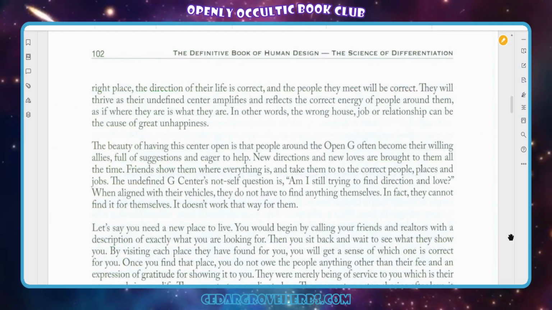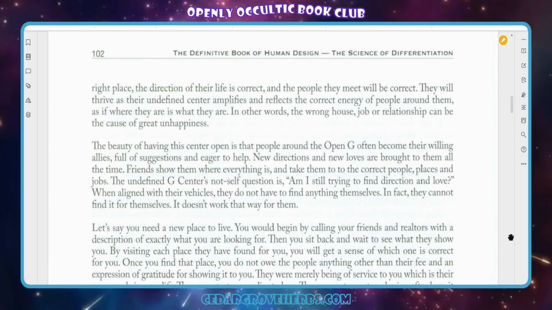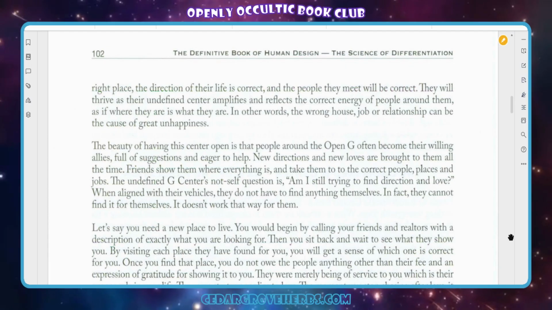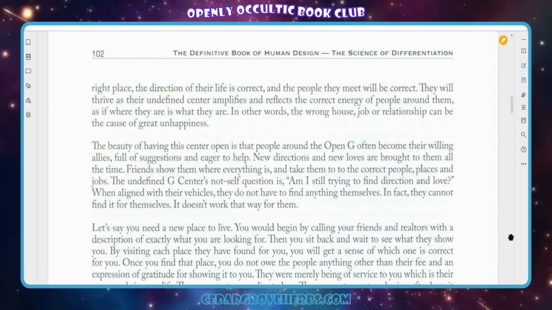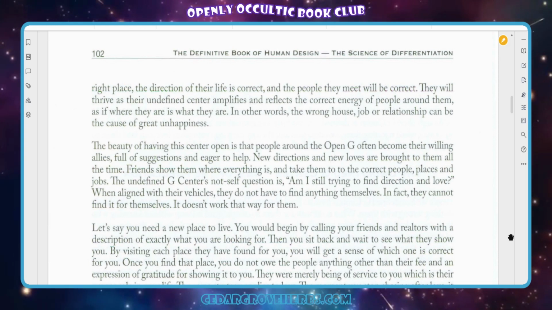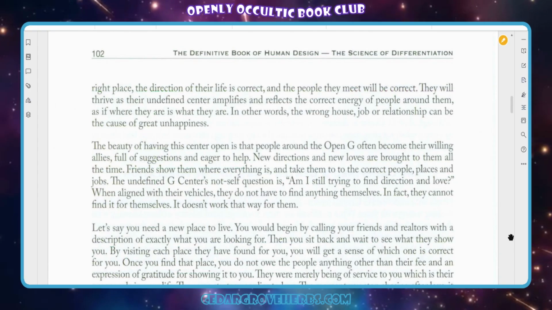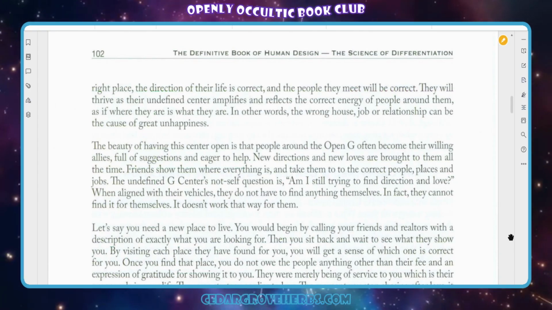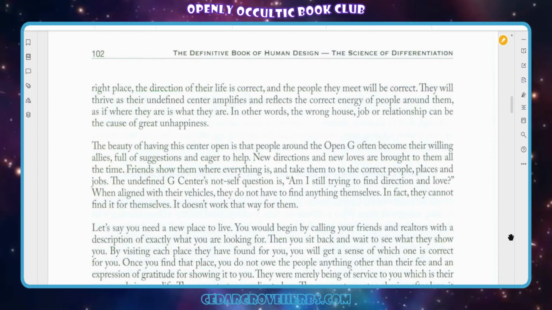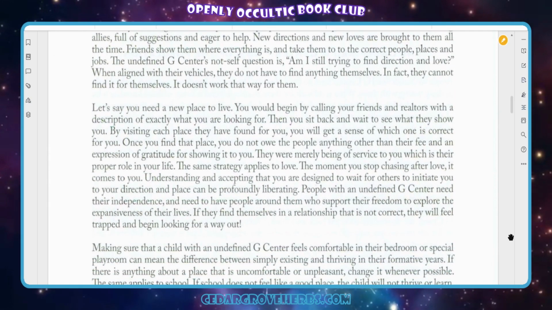New directions and new loves are brought to them all the time. Friends show them where everything is and take them to the correct people, places, and jobs. The undefined G center's not self question is, am I still trying to find direction and love? When aligning with their vehicles, they do not have to find anything themselves. In fact, they cannot find it for themselves. It doesn't work that way for them.